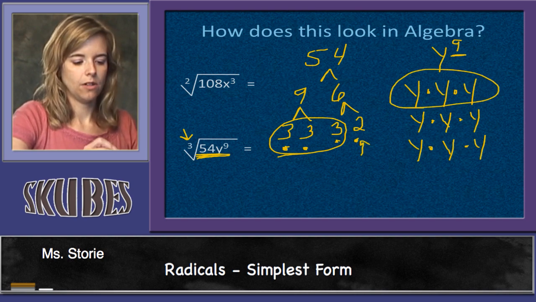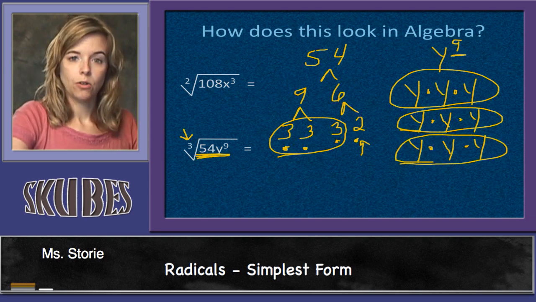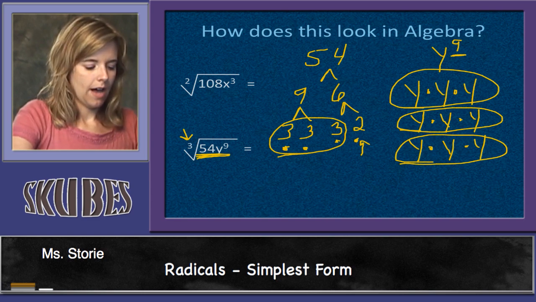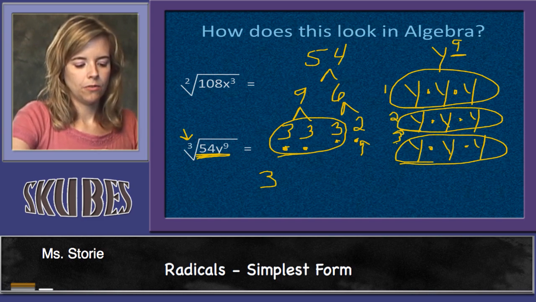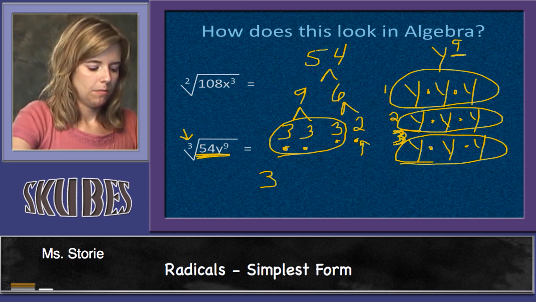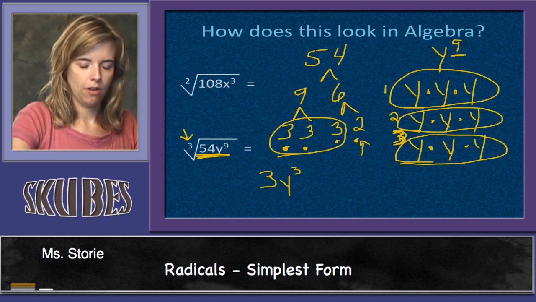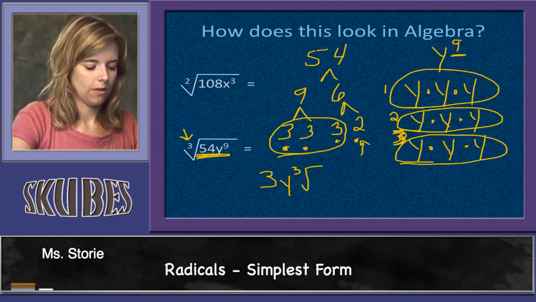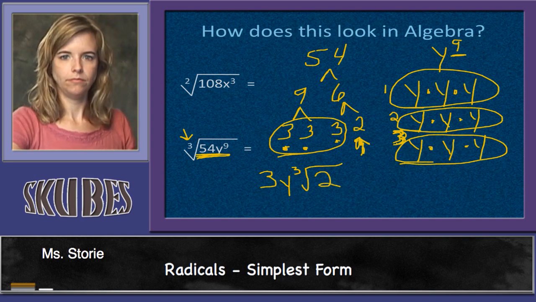I have groups of 3's also. I have 1 group, 2 groups, 3 groups of the y's. So anybody that's grouped together goes outside the radical sign. I have a group of 3's, and I have 1, 2, 3 groups of y's. When I counted these up, the number of groups that I have of variables becomes your brand new exponent. That tells me that I have 3 groups of these y's. Now, who's left over? That lonely little 2, and he stays under there.